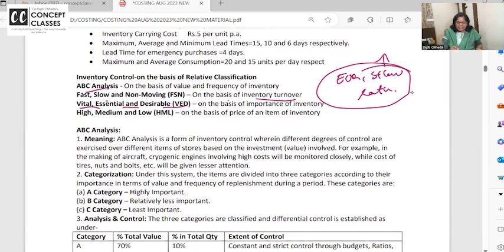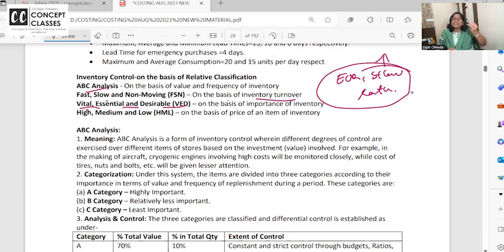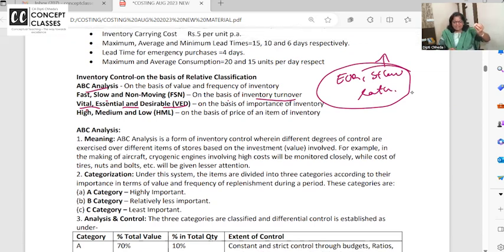Vital, essential, desirable. A superb example is a medicine shop. Vital is you will have all important medicines. Essential, say now conjunctivitis, so they keep it on the counter because since morning 10 customers have come and taken these same drops, so it's essential.